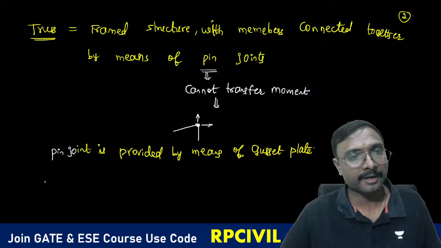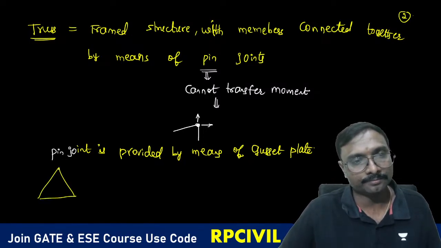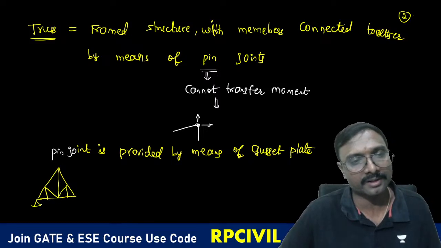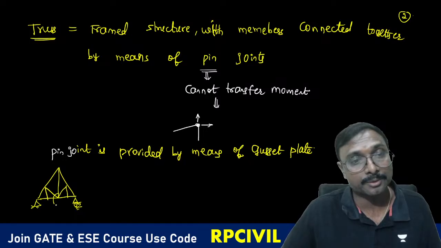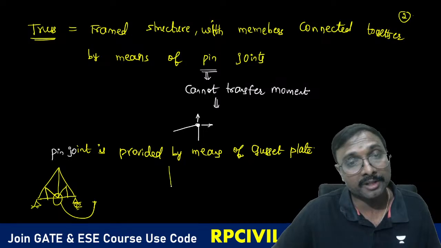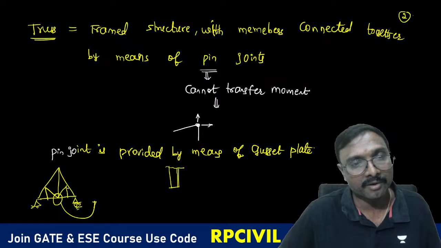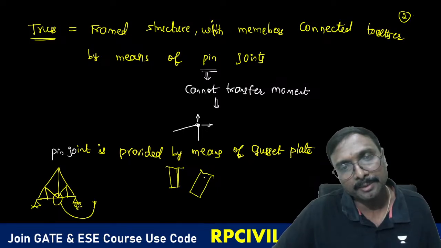So what is that gusset plate? Tell me. Suppose you have a truss like this, just for an example. These are the supports, let us say, and take any joint. I want to show how this joint will be. One member will be in the vertically upward direction, and one force will be applied in this vertically upward direction, like this. One more force is applied in this manner.